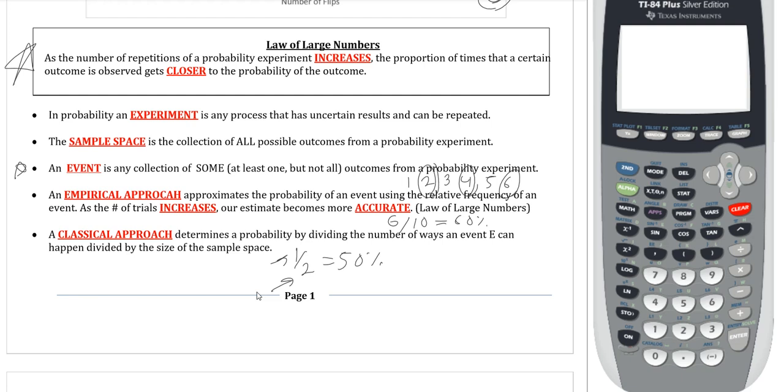Remember, the law of large numbers says that as you increase the trials of an experiment, so as I increase the trials of an experiment in an empirical approach, I should approach the classical probability.